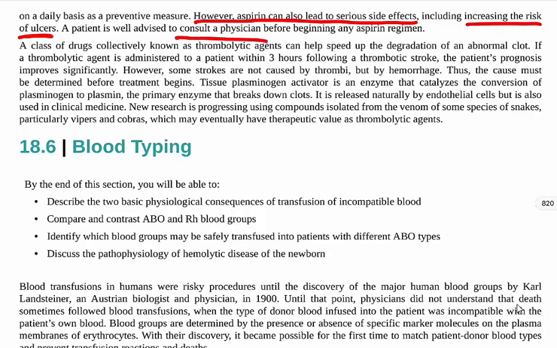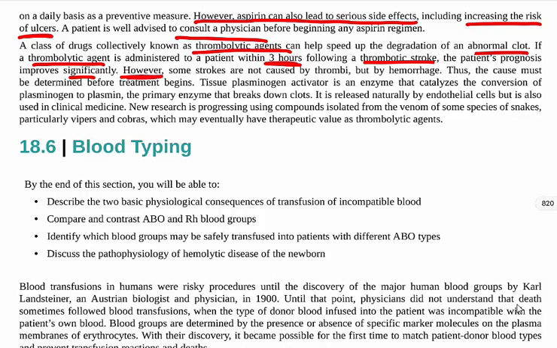A class of drugs collectively known as thrombolytic agents can help speed up the degradation of an abnormal blood clot. So if a thrombolytic agent is administered to a patient within 3 hours following a thrombotic stroke, the patient's prognosis improves significantly. So if somebody's able to get to the patient after they've had a thrombotic stroke, then hopefully they give a thrombolytic agent and then can increase that blood flow.